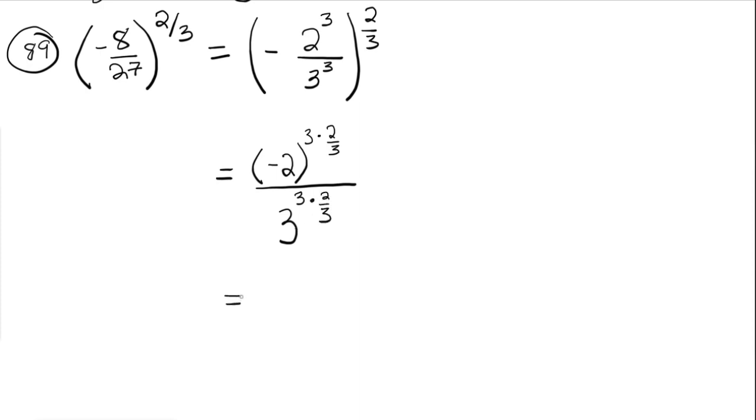Now if you multiply these, what you end up with is negative 2 and then 3 times 2/3. We can cancel those out. 3 divided by 3 is 1, and you end up with 2 on the numerator. And then the same thing here. 3 divided by 3 is 1, so then you end up with 3 squared on the denominator. And so then we end up with negative 2 squared, which is 4, divided by 3 squared, which is 9. And so our final result is 4/9.